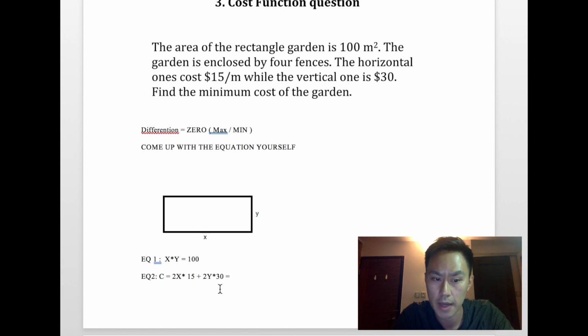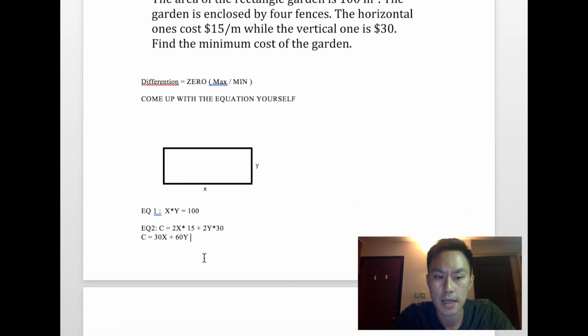Try to simplify this equation. Then we have C equals 2 times 15, that is 30x, plus 60y. Okay? Does that make sense to you? Because right now we have 3 unknowns and 2 equations, we just need to rearrange this equation. We make y the subject.